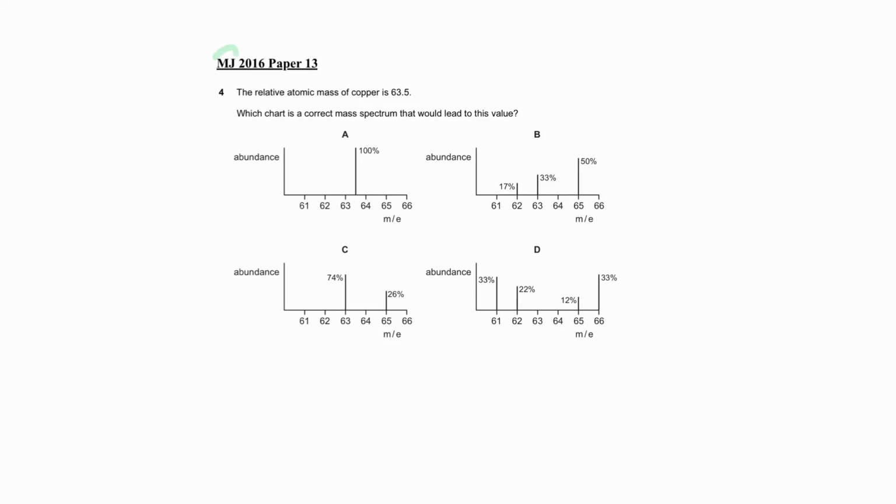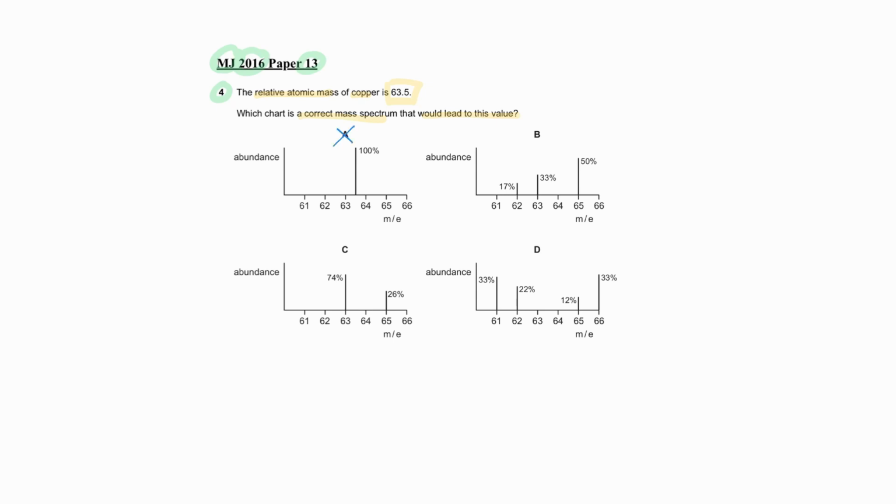This is a question from May-June 2016, paper 13, question 4. The relative atomic mass of copper is given, which is 63.5. The question wants us to get the correct mass spectrum that would lead to this value.